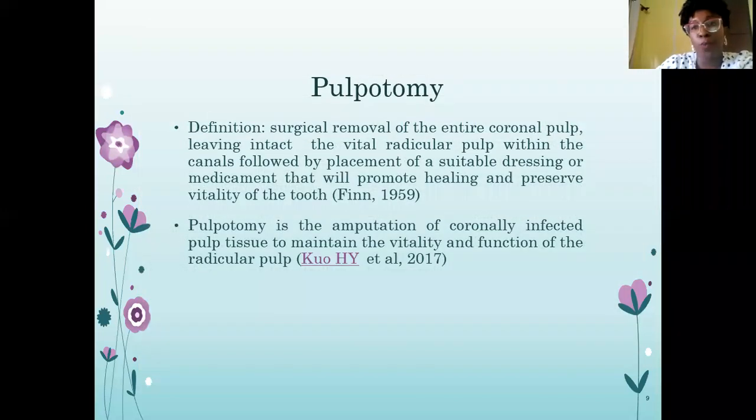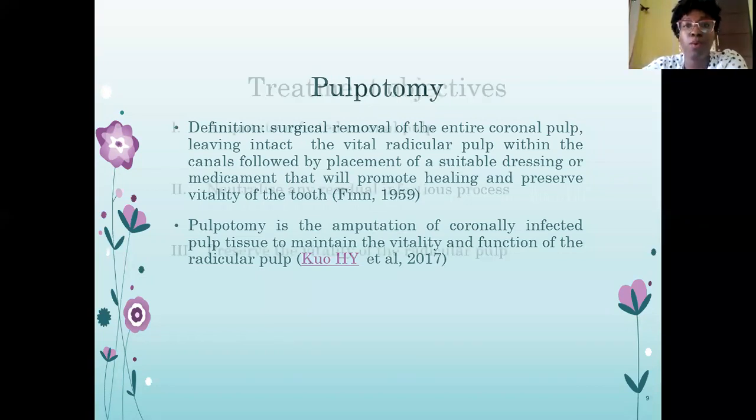Okay, so what is a pulpotomy? There are, of course, definitions that keep coming and going. Basically, the simplest is amputation of our coronally infected pulp tissue. And the objective here is to maintain vitality and then maintain the function of the radicular pulp. So I would go with the second definition more.